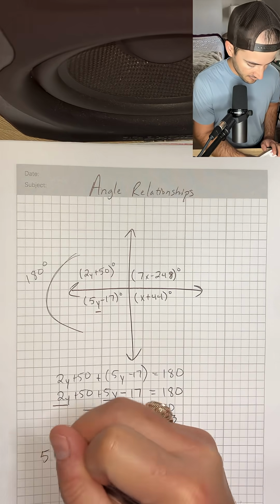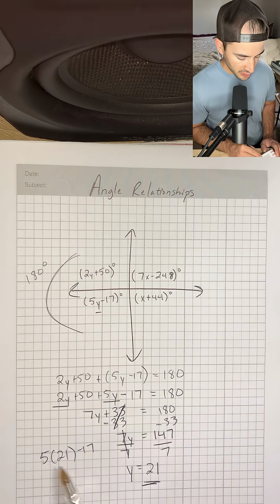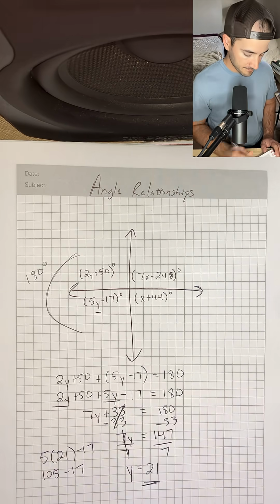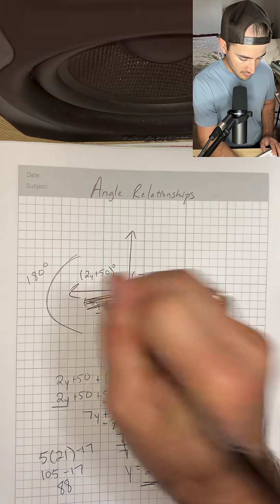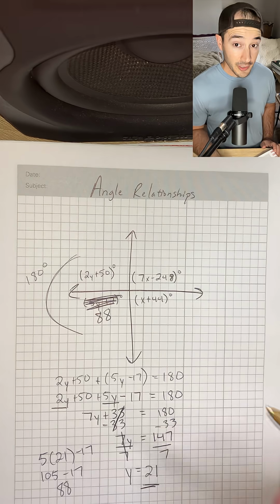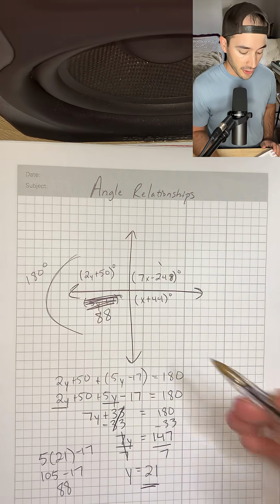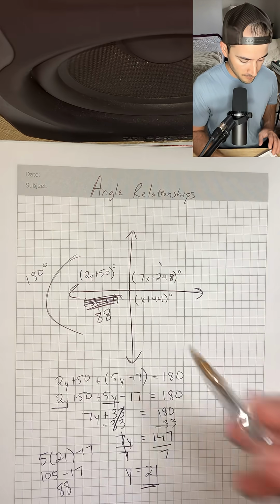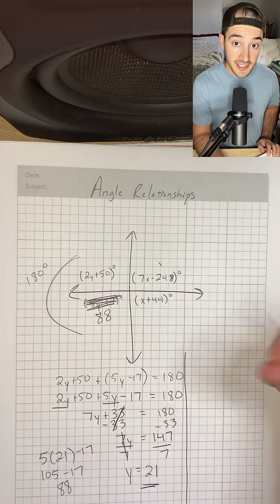So 5 times 21 minus 17. So 5 times 21 is 105, minus 17 is 88. And so I'm just going to replace this angle with 88. And so now what I can do, since I know that this angle and this angle are going to be vertical angles, they're opposite from each other, which means they're equal, I can write a new equation just setting those two angles equal to each other.